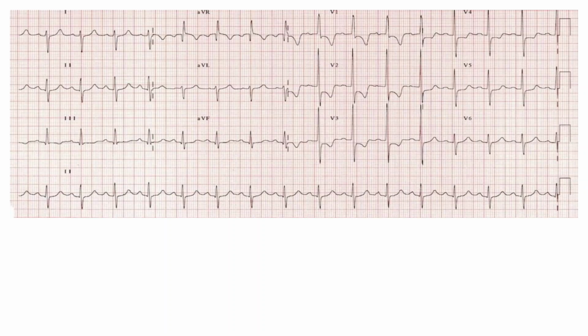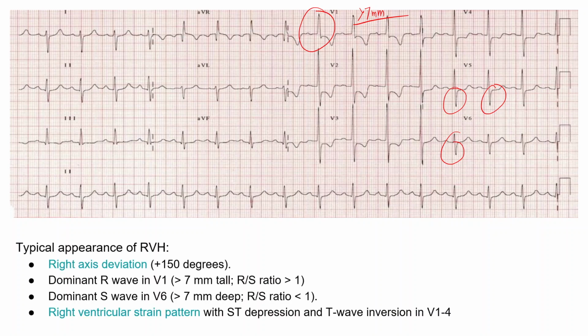If you see here, you can see dominant R in V1. There are so many causes of dominant R in V1, and one of them is right ventricular hypertrophy that we have already discussed. You can see the R wave is definitely more than S, and R wave is definitely more than 7 mm. You can also appreciate that in V5 and V6 there is a prominent S wave. Definitely QRS duration is normal, less than 120 milliseconds.